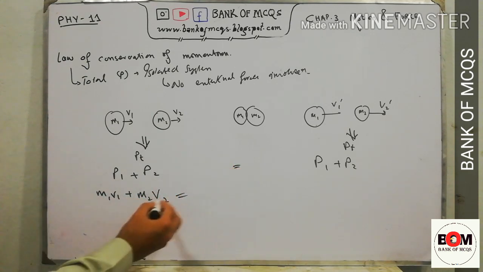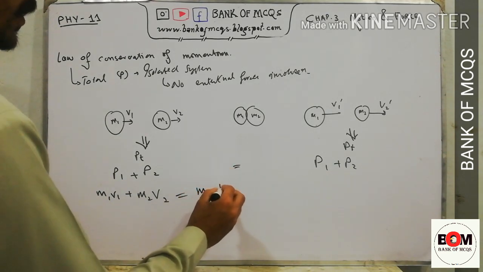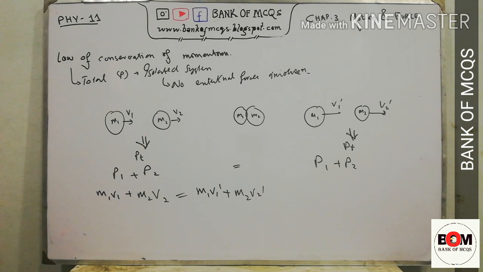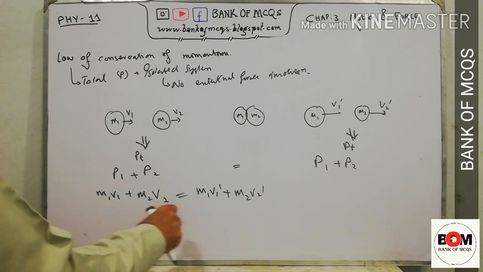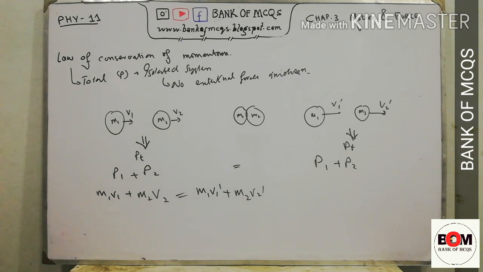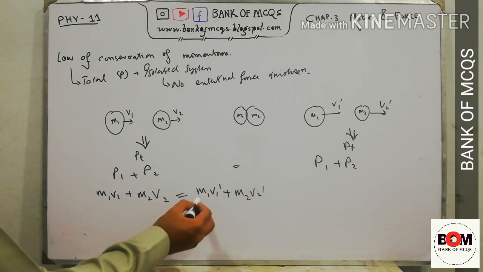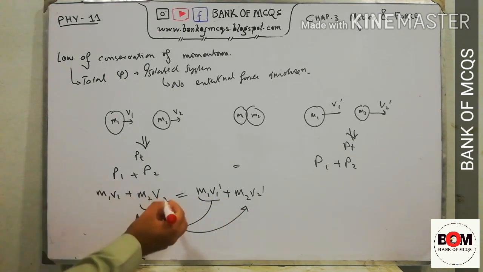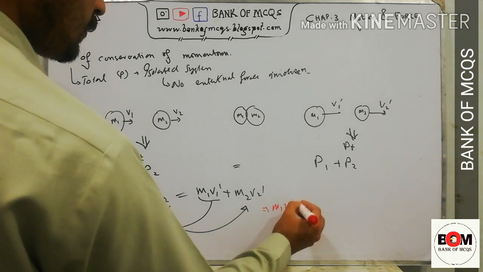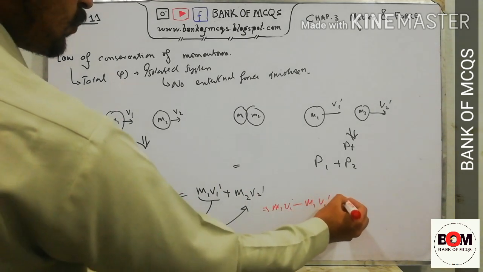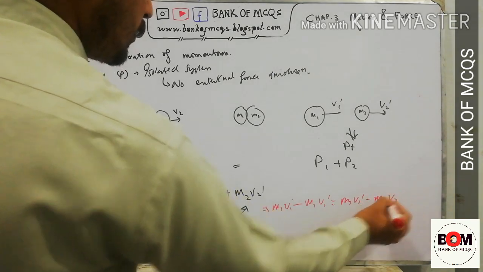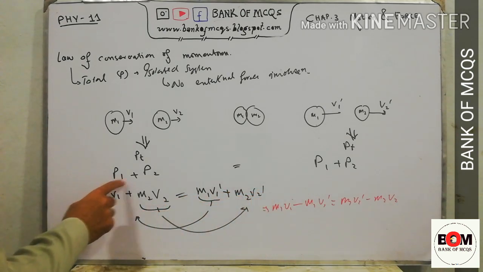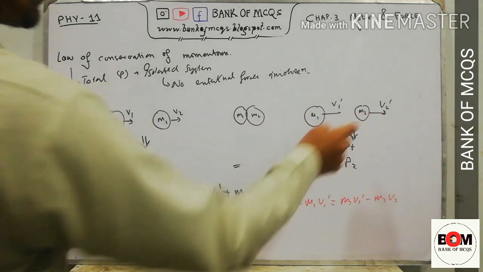Now this will be equal to P1 = M1 V1 dash plus P2 = M2 V2 dash. So this is the result of the law of conservation of momentum. Putting M1 terms on the left side and M2 terms on the right side, by rearranging we get M1 V1 minus M1 V1 dash = M2 V2 dash minus M2 V2. So you must remember only this: momentum remains constant, M1 V1 plus M2 V2 = M1 V1 dash plus M2 V2 dash.